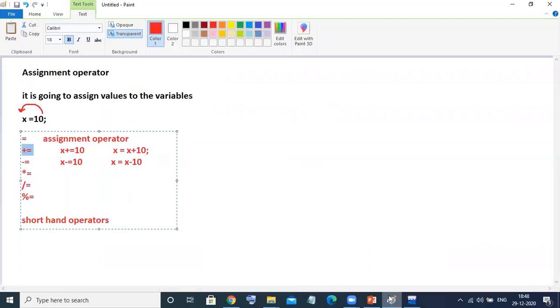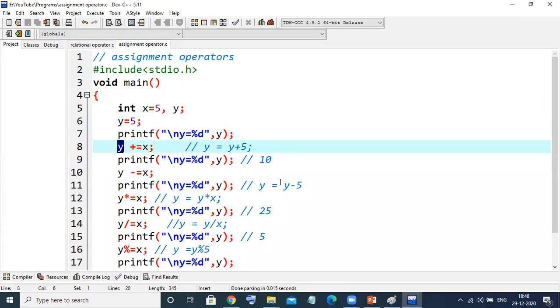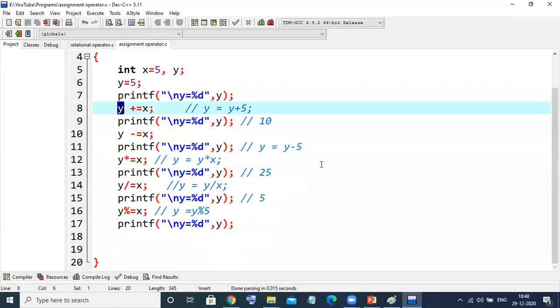Then we have seen the assignment operators. These are some of the assignment operators. And then we have seen one simple program to make sure of the use of all these shorthand operators as well. So I hope you have got this concept very clear.